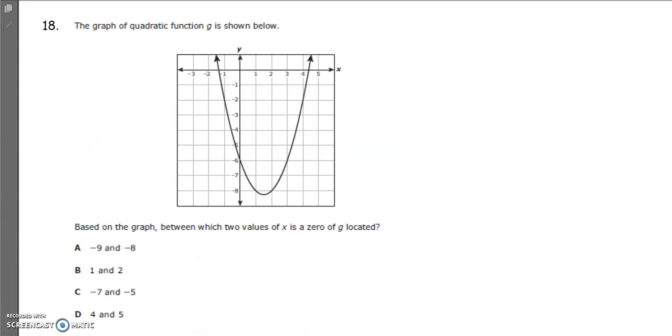Okay, number 18 says, the graph of quadratic function g is shown below. Based on the graph, between which two values of x is a 0 of g located? Remember, guys, the word 0, root, 0, solution, they all mean x-intercept. Okay, so that is what you are looking for. It says between which two values.